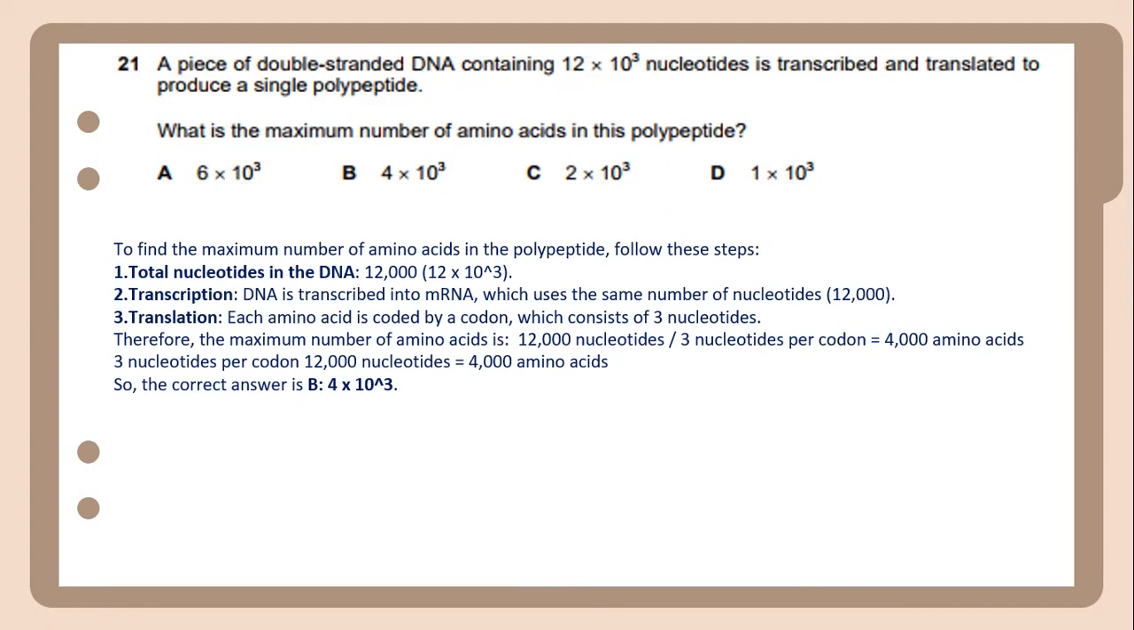Transcription: DNA is transcribed into mRNA, which uses the same number of nucleotides, which is 12,000. And translation: each amino acid is coded by a codon, which consists of 3 nucleotides. Therefore, the maximum number of amino acids is 12,000 nucleotides divided by 3 nucleotides per codon. You get the value of 4,000 amino acids. So the correct answer will be 4 multiplied by 10 to the power of 3. The answer would be B.